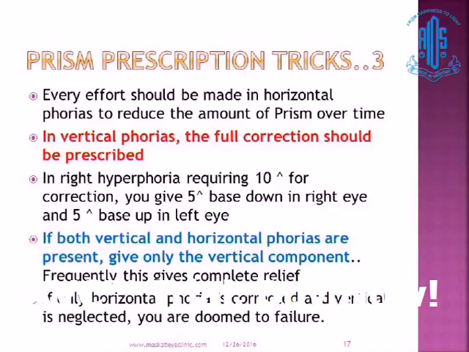Remember that as I said, apex in the direction of the phoria, base opposite direction. So right hyperphoria, eye is going up, so the apex also will be up. So 5 diopters base up in the left eye, 5 diopters base down in the right. So you give opposite, base up and base down. If both vertical and horizontal, what will you do? First correct only the vertical, because that is the one producing the most phoria. It might give complete relief.